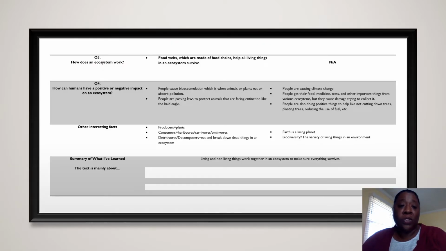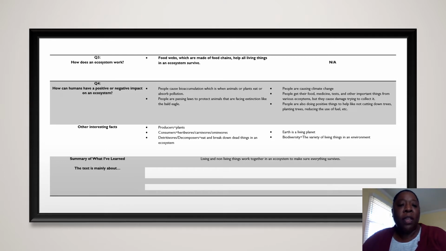My third question was, how does an ecosystem work? The answer I found in the food webs text was, food webs, which are made of food chains, help all living things in an ecosystem survive. I found that information directly in the text. The other text, I didn't find any details, so I wrote NA.